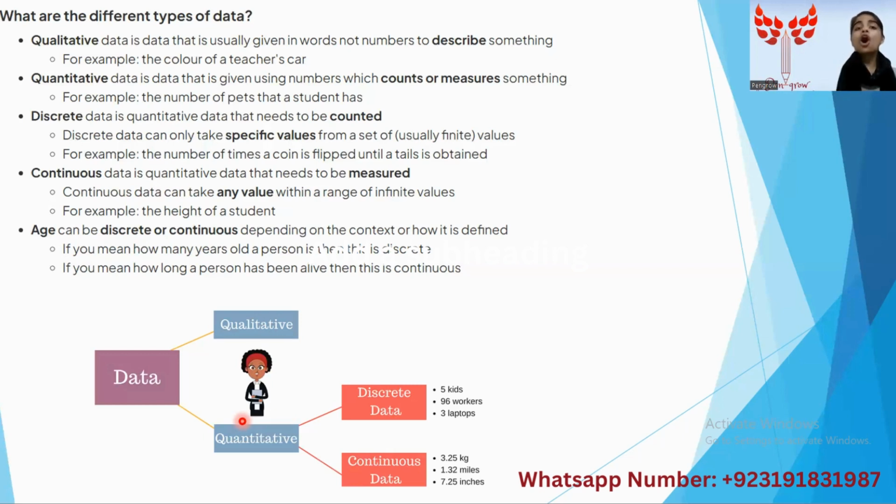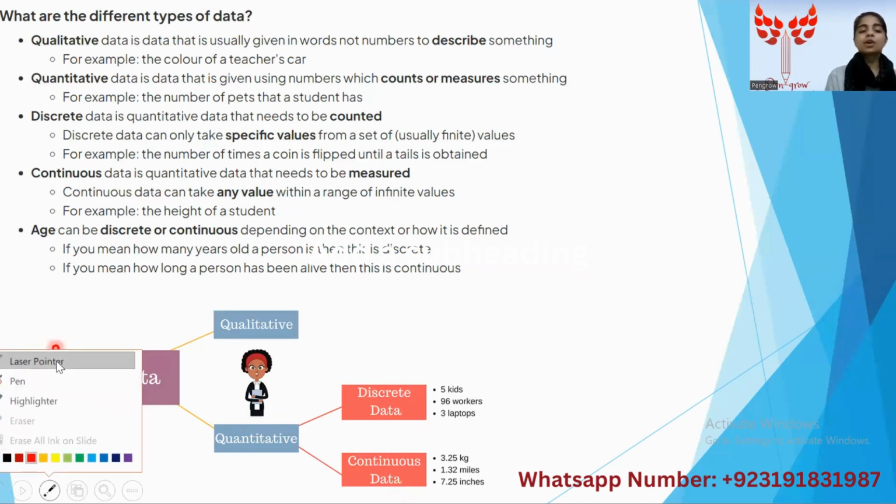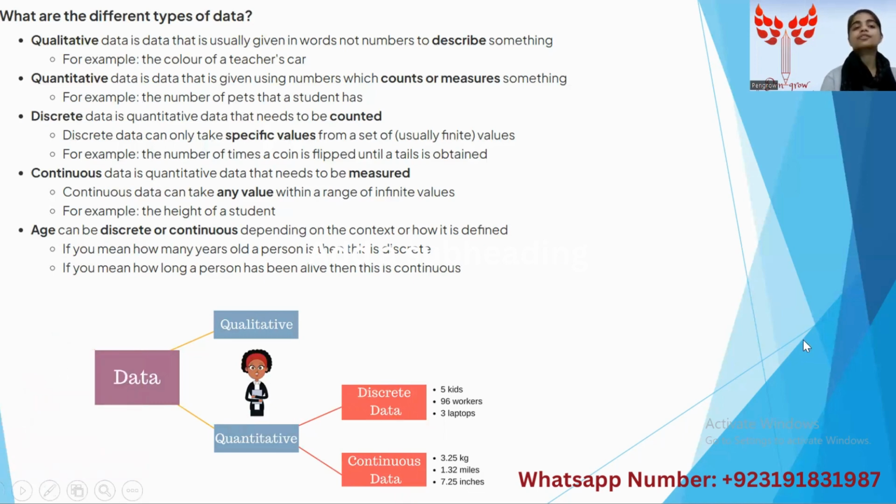If you mean how long a person has been alive, now you need to talk in months and days, and maybe in hours and minutes as well. So that is when you cannot give your answer as a definite 1 year, 2 years. You need to say something like 1.67 years maybe. In that case, age would become a continuous measure, right? So data: qualitative, quantitative, and in quantitative you have two measures, discrete and then continuous, right? This was the basics of the types of data we have.